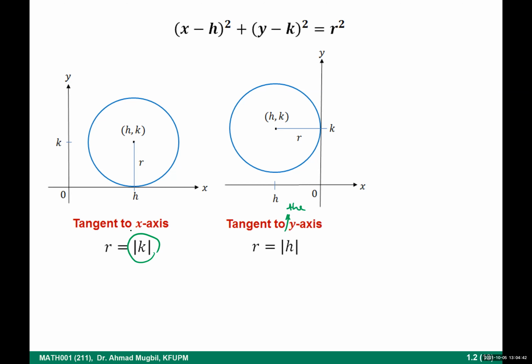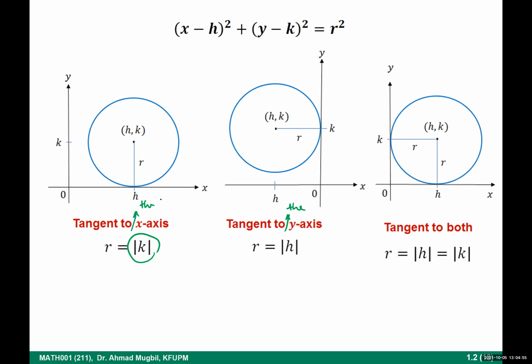The x-axis, the y-axis, the origin, these you should use "the" with, because they are only one and one. There is no other x-axis. It is like the moon, the sun. If it is tangent to both axes, of course, in this case, H will be positive or negative K, and R will be equal to the absolute value of them.